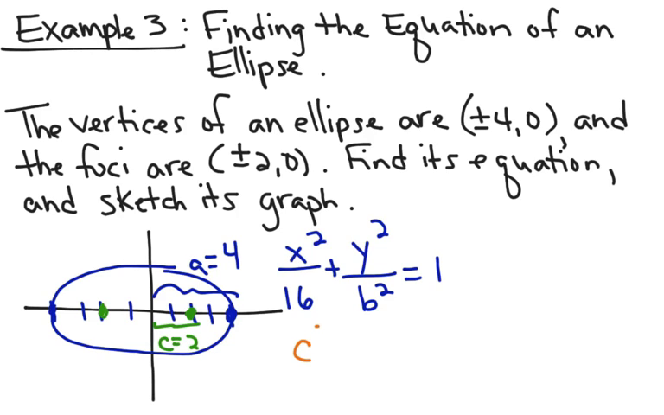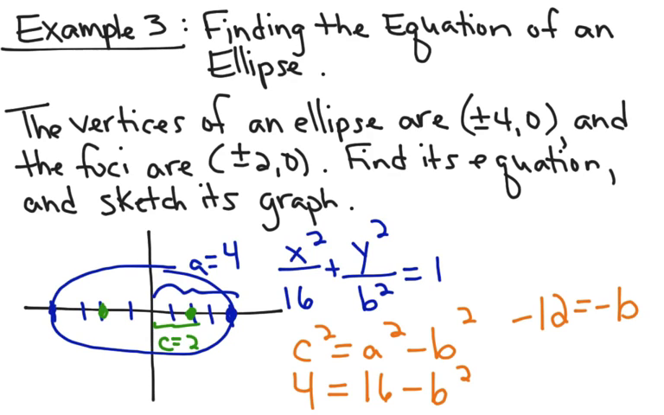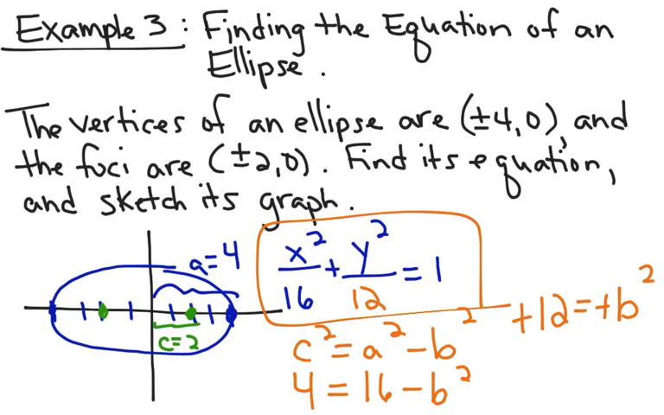Well, I can go back and use this equation to find b, because I know c is 2, so c squared is 4. A is 4, a squared is 16. When I subtract 16, I find out that negative 12 is equal to negative b squared, and those negatives cancel. So b squared is 12. I don't even have to take the square root, because I needed to know what b squared was. So now I can get rid of this b squared, and in its place I can put 12. And there's the equation and the sketch.